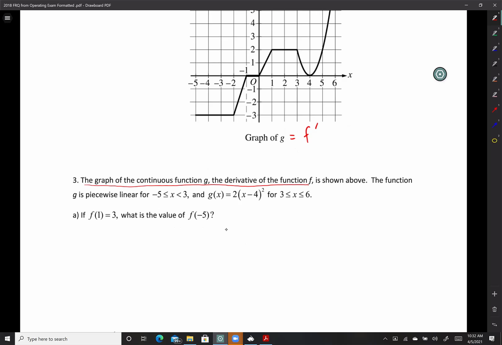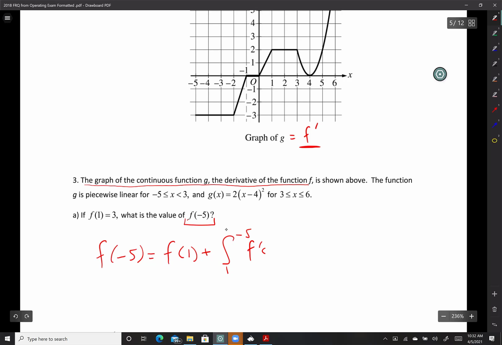Okay, here we go. Consider f prime like velocity, and consider f like position. So this is like saying position at -5. My position at -5 is equal to the position they give you initially, f of 1, plus the displacement. The displacement is going to be the integral from 1 all the way to -5 of f prime. There it is. If you can do that, you're winning.